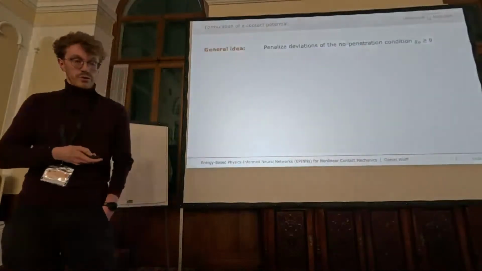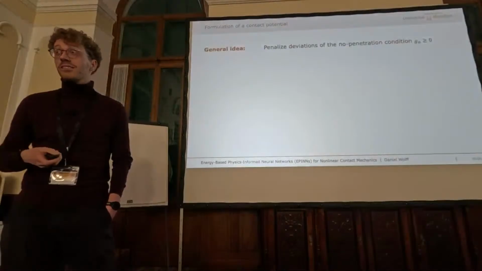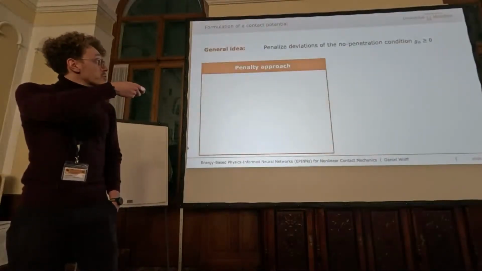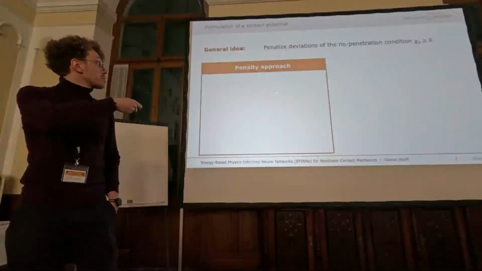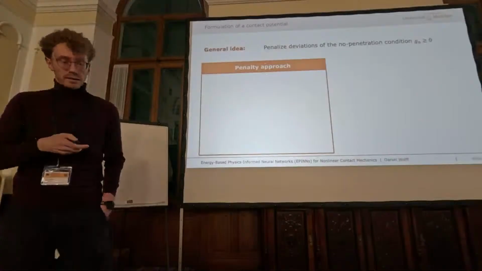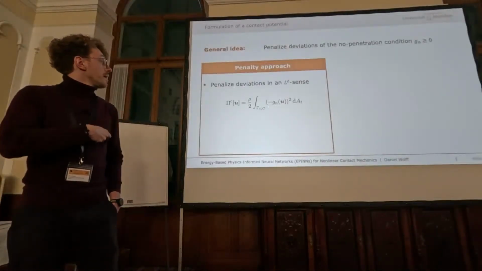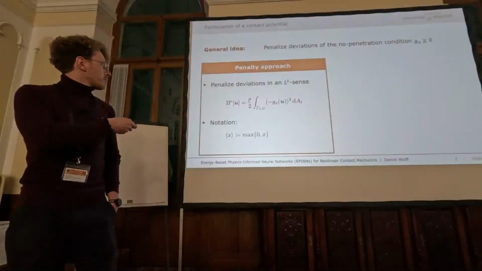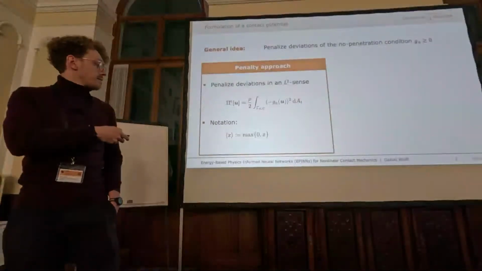The contact mechanics community already has some solutions to that. Namely, the idea is to formulate it as a potential and penalize deviations of this no-penetration condition. We can, for instance, do this with a penalty approach, where we penalize deviations of this gap function condition in an L2 sense. A little bit about notation, which we've also seen before: these brackets are the maximum operator, so we take the maximum of 0 and the argument here.